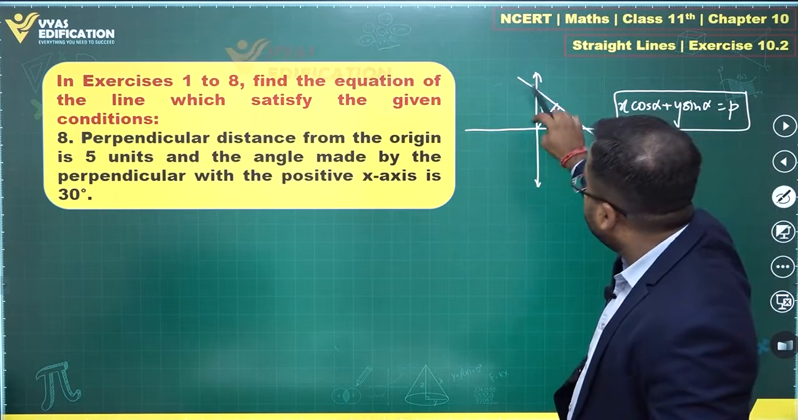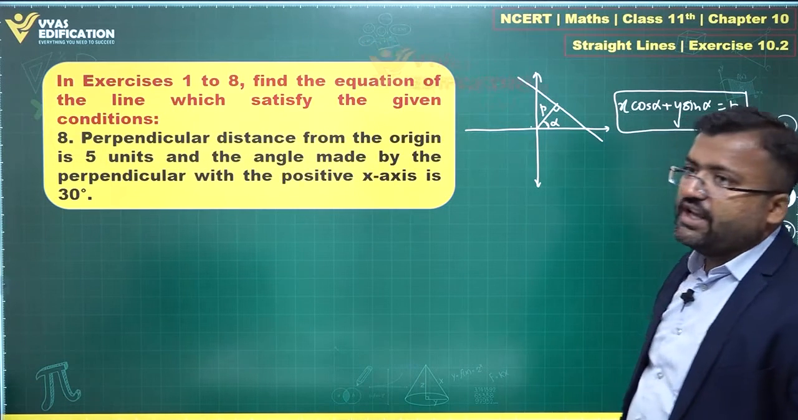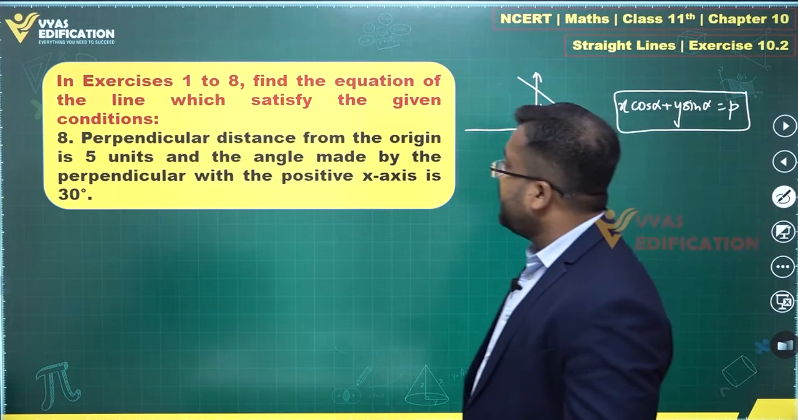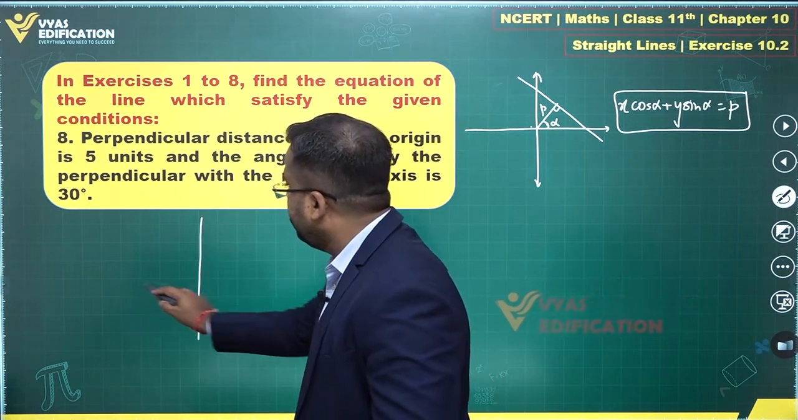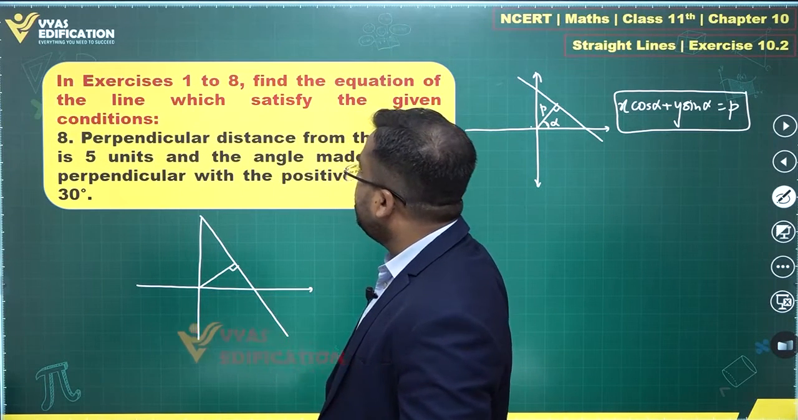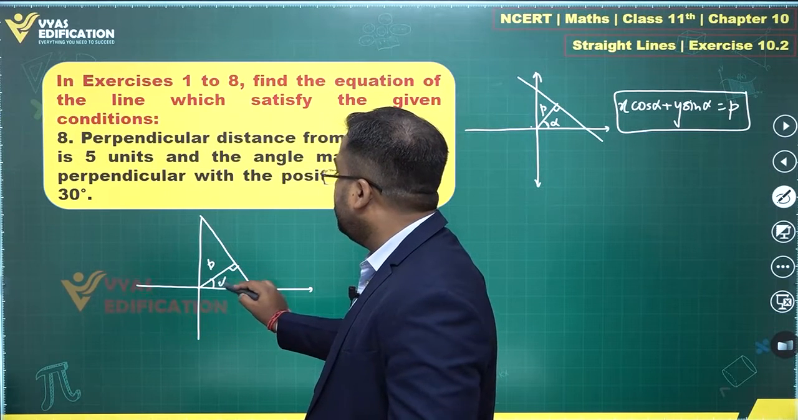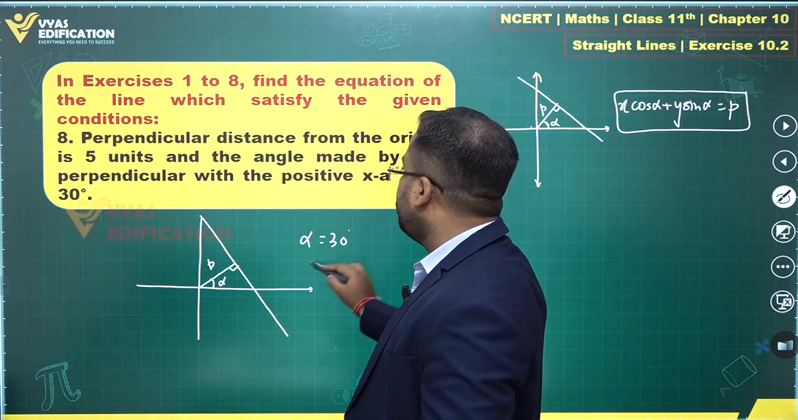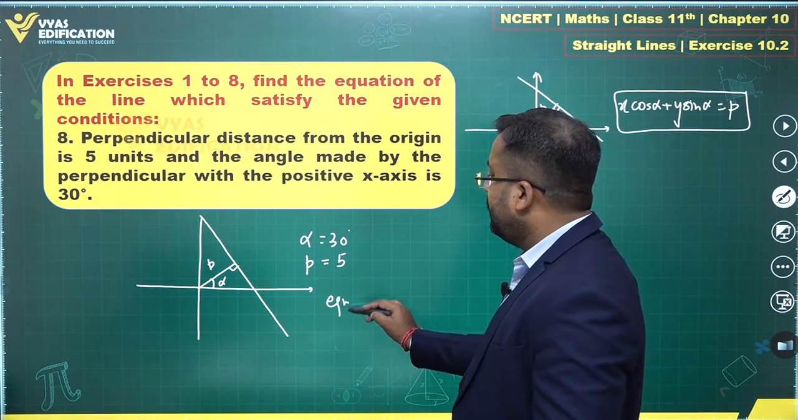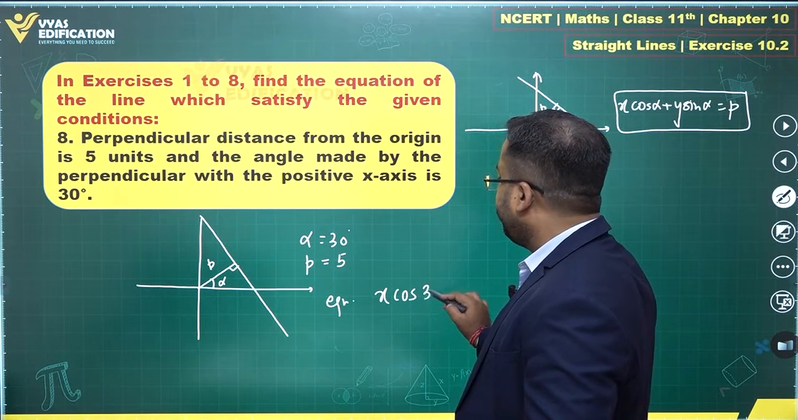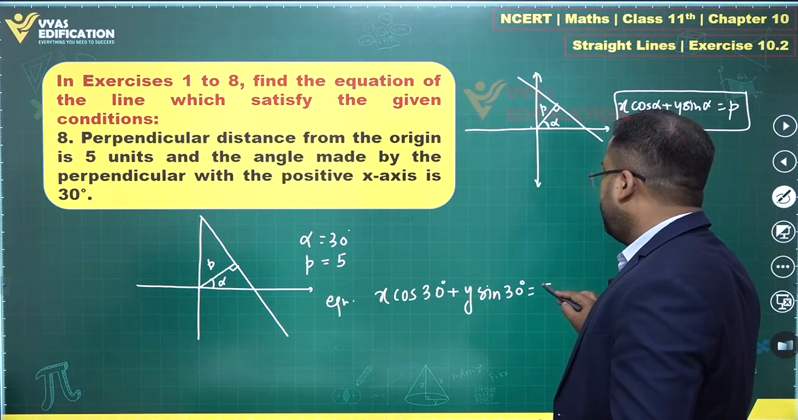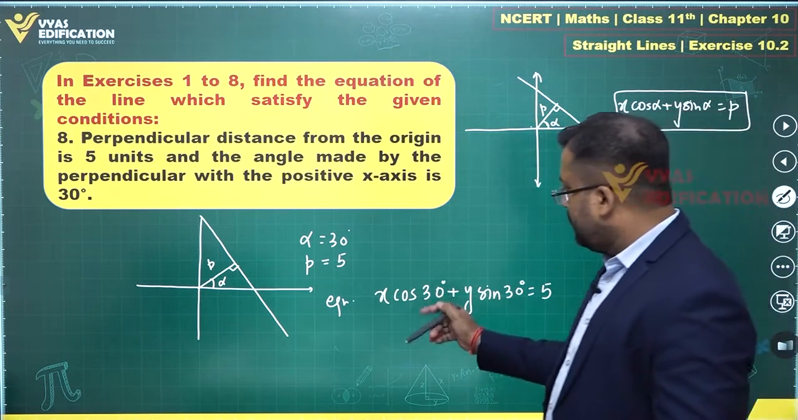Now alpha can be in the second quadrant, third quadrant, or in the fourth quadrant as well. p has to be positive, that's the important thing. So the perpendicular distance from the origin is 5 units and the angle made by the perpendicular with the positive x-axis is 30 degrees. So alpha is 30 degrees, it is given. p is equal to 5 is also given. So the equation will be x cos alpha plus y sin alpha is equal to p, which is this. What is cos 30 degrees equal to?